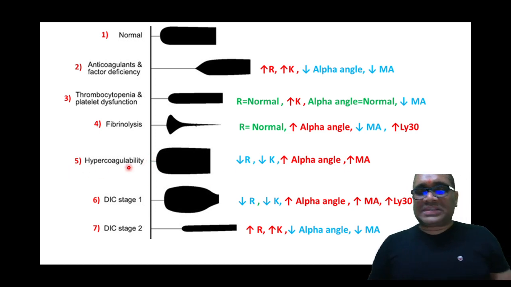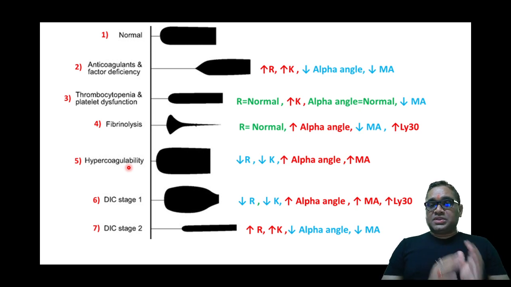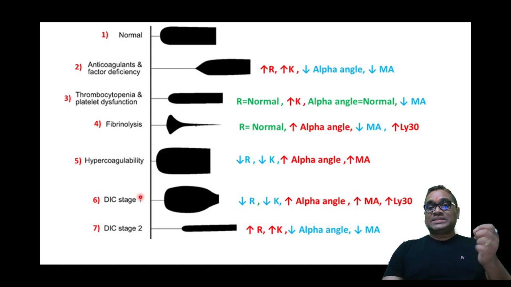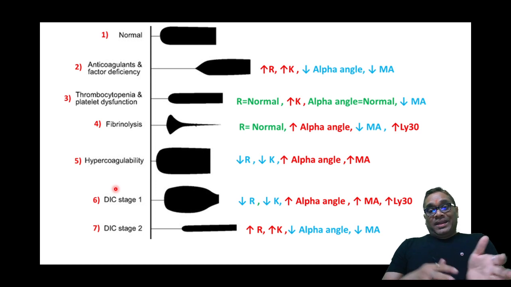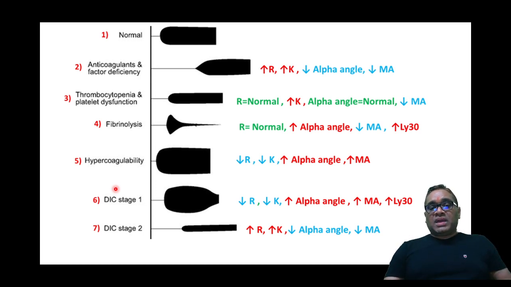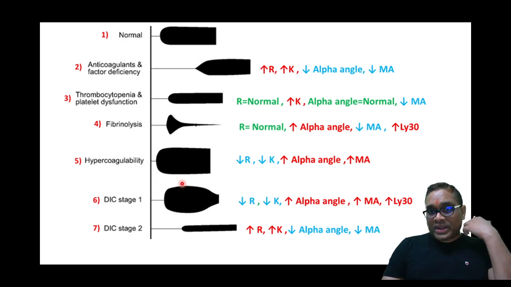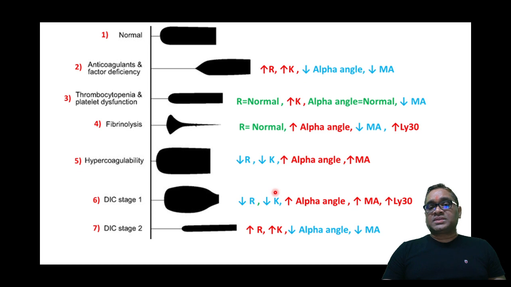Now the basic thing which you will face in your life as a clinician, and maybe in your exam also, is DIC, because we often come across disseminated intravascular coagulation. Now DIC has two stages, the beginning and the later stage. In the beginning they will have hypercoagulability. So if you see DIC stage 1, everything is like a hypercoagulable condition, because initially all the clot factors are more, with more interaction of the platelet with the clot factor. That is why R is decreased, K is decreased, alpha angle is increased, MA is increased, lysis is increased.